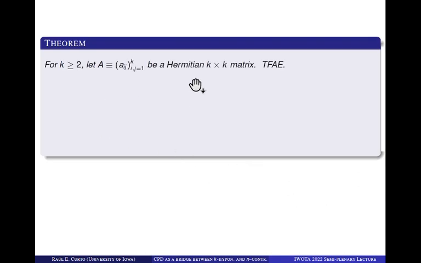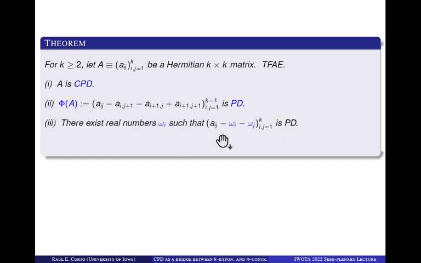Here is a theorem. If you take a Hermitian k by k matrix, the following are equivalent. A is CPD. Phi of A, this transformation that adds the two diagonal elements and subtracts the two off-diagonal elements for 2x2 minors, is PD. There exist real numbers omega_i such that A_ij minus omega_i minus omega_j is PD. And for all p bigger than 0, the matrix e to the pA is PD. All of these are equivalent conditions.